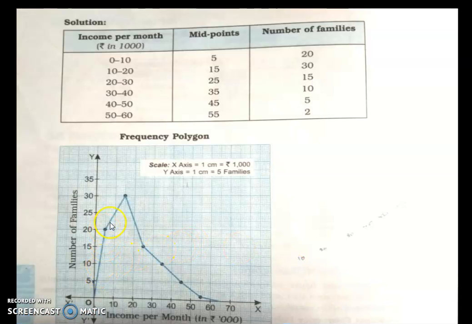Now we will join this point with the help of a scale, and also the two extreme points are joined with the x-axis. Okay, this point we will join with the x-axis. So this is how we construct a frequency polygon. I hope it is clear.